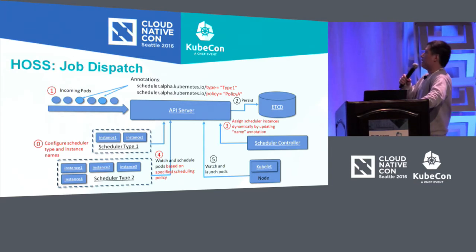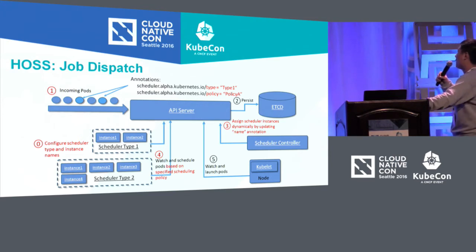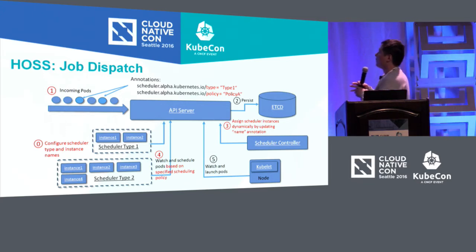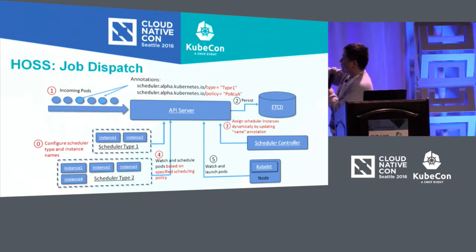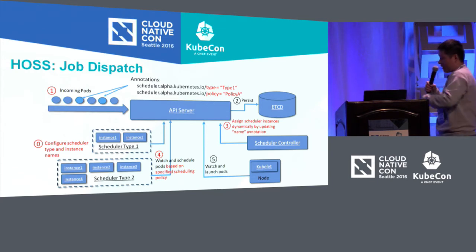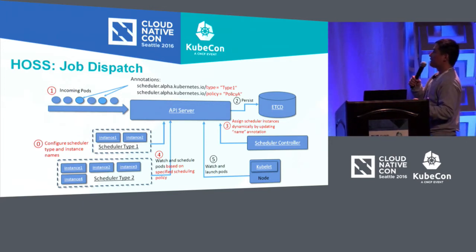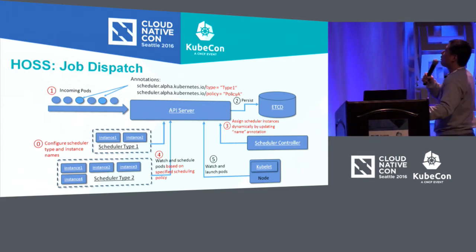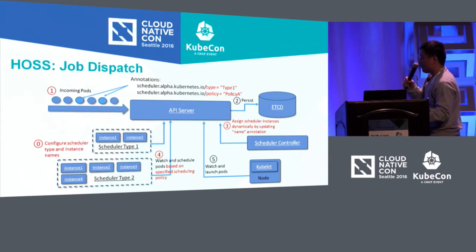First, this diagram shows our enhanced job dispatch mechanism. If we compare this diagram to the previous diagram, we will see that first, in the step 0, we need to configure the scheduler type and instance names. Here, we run 4 instances for scheduler type 2 and 2 instances for scheduler type 1. In step 1, when user submit a pod, now they do not need to specify the instance name directly. They only need to specify the type.